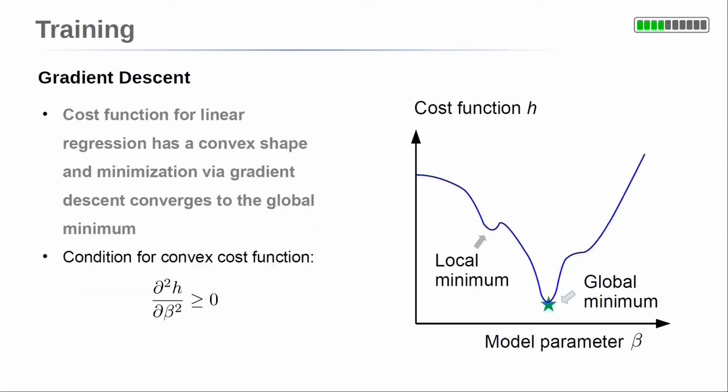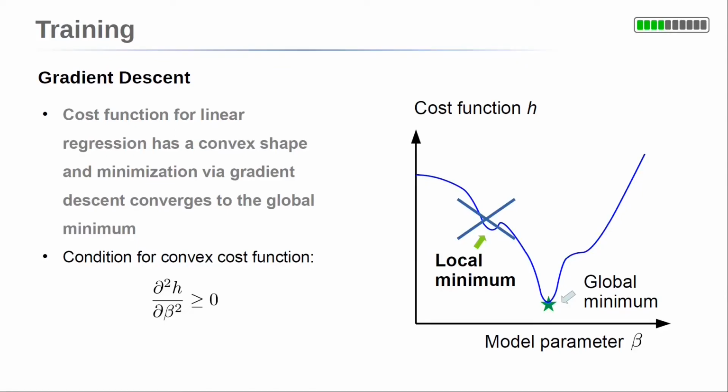The success of gradient-based minimization strongly depends on the shape of the cost function. For example, does the cost function have a local minimum? If so, the gradient-based minimization could get stuck in such a local minimum instead of finding the global one.